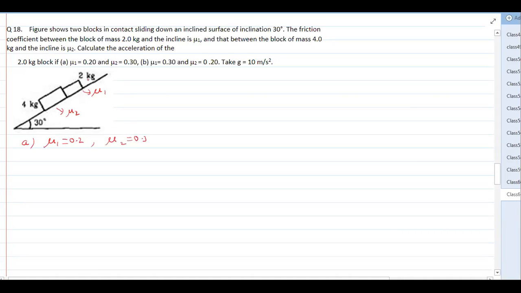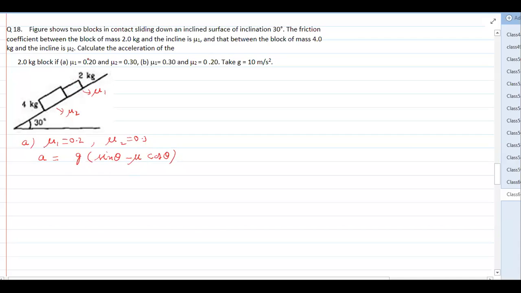So what does it mean? It means that mu1 has less friction. So it will have larger acceleration if these two objects are kept separately on the two surfaces. The acceleration which we write generally is g sin theta minus mu g cos theta. This is the acceleration of an object kept on an incline of inclination theta and coefficient of friction mu. You can see that if mu is less, the acceleration is more.